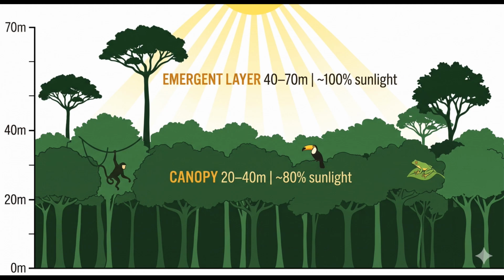Their crowns break through the main canopy and stand alone, exposed to 100% of incoming sunlight, strong winds, and wide temperature swings through the day. Examples include the Brazil nut tree and the kapok tree.